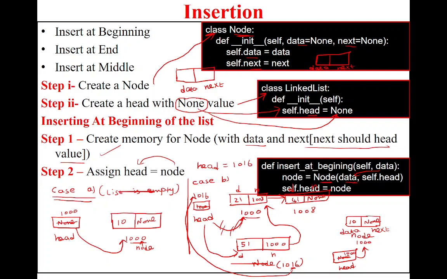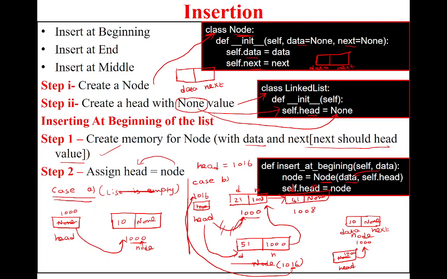So what we have to do: first we have to create the node class, which should have a constructor. The constructor has two variables, one is data and another one is next. Then we should have the linked list class. That class should have one constructor, and that constructor has only one variable, head. Initially we assign it None, because initially the linked list is empty, so head should be None. Then the same linked list class will have the insert at beginning function, only two lines of code.